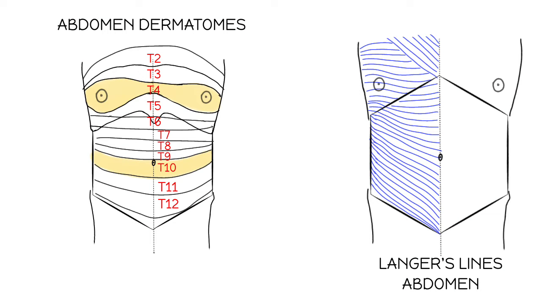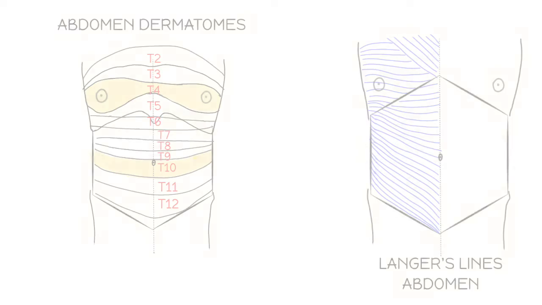The highlights are T4 corresponding to the level of nipples and T10 corresponding to that of the umbilicus. Langer's line should be in mind while putting an incision as it determines the tension during apposition of edges.